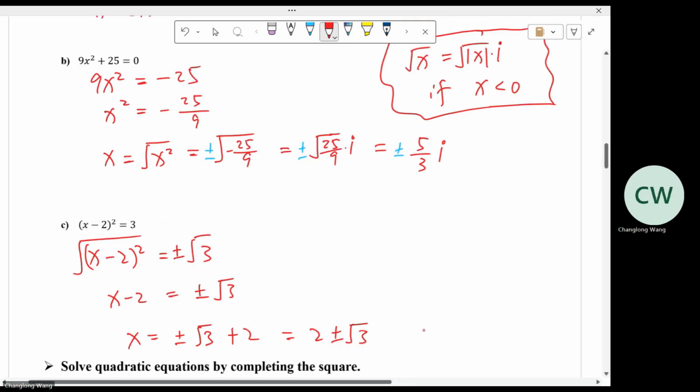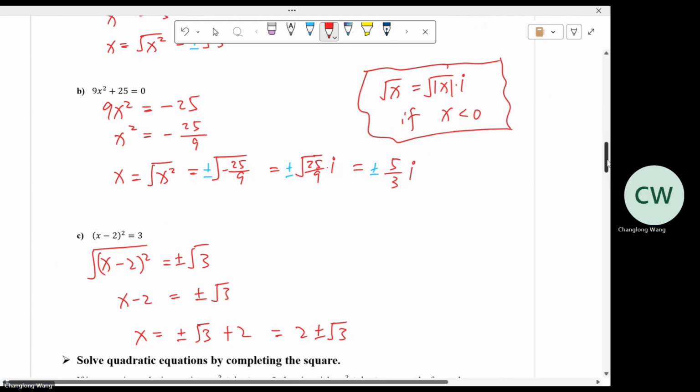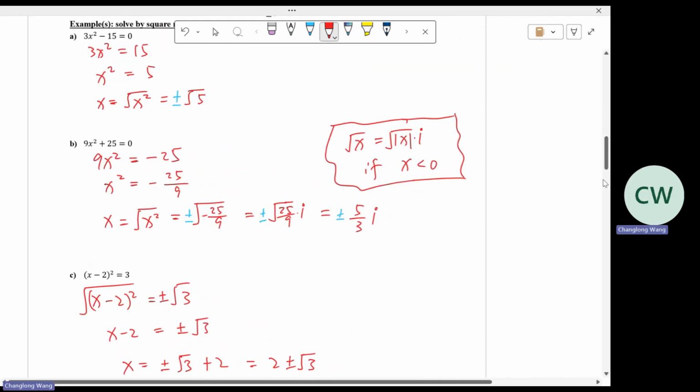Okay. All right. Now, so far so good. Any question about the square root property? You're good, right? It's just, you know, sometimes you have to do the imaginary number, right? But nothing too crazy.